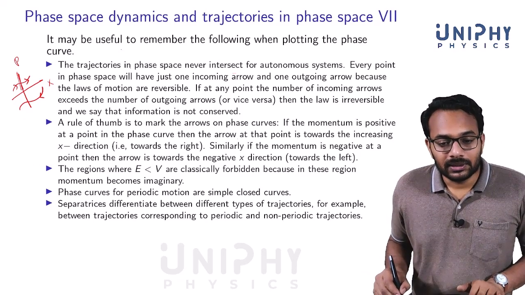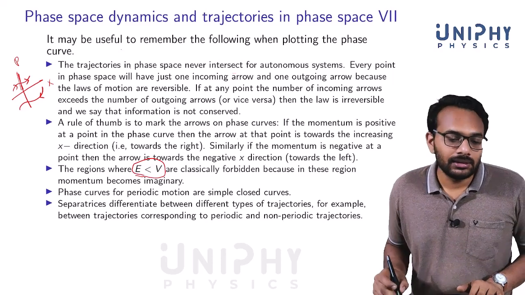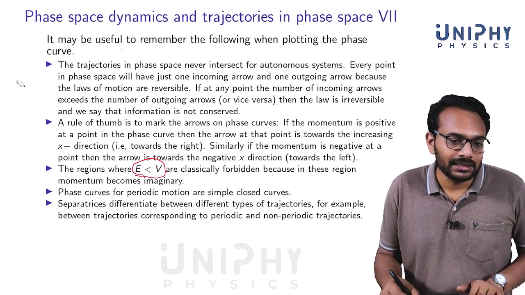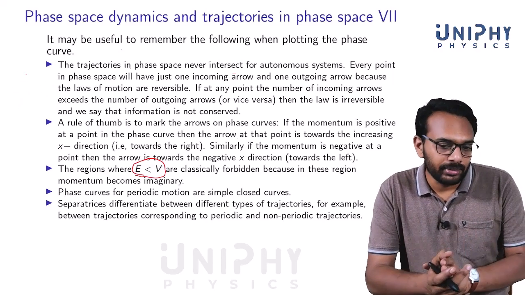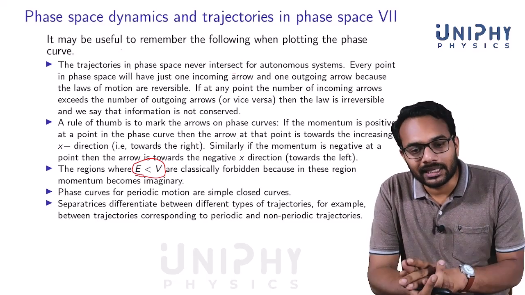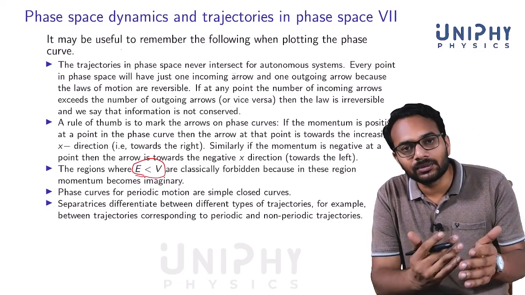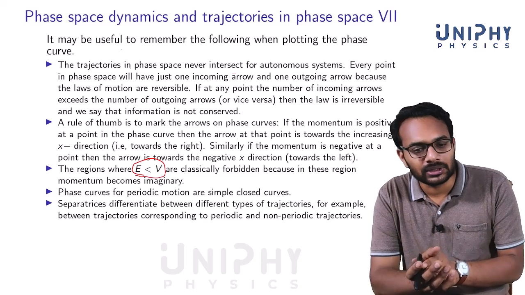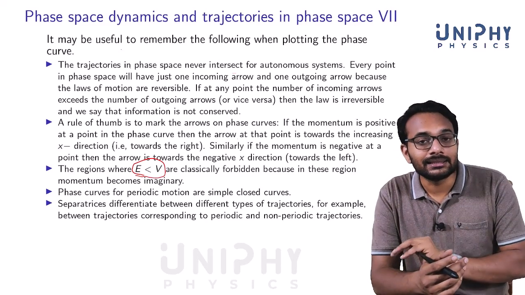Okay, the regions where E is less than V. All right, so in the graph you will see that when the potential energy is negative, the total energy can also be negative, but the kinetic energy cannot be negative. So there are regions where E, the total energy, is less than the potential energy. These regions are classically forbidden.